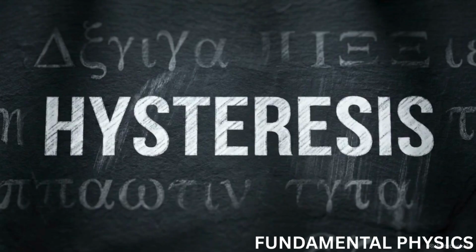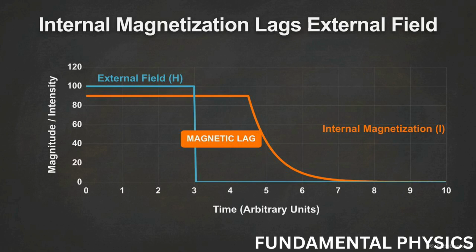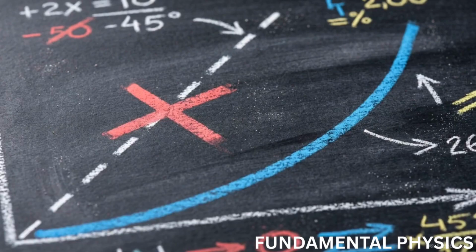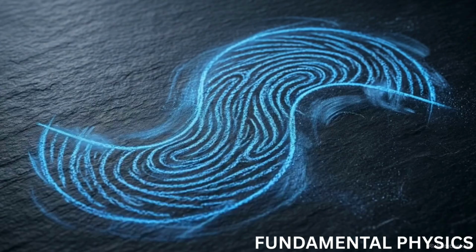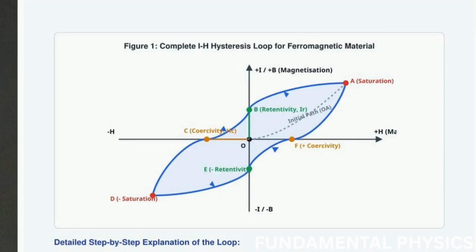This specific phenomenon is called hysteresis, a Greek word meaning to lag behind. The intensity of magnetization lags behind the external magnetizing field. Because of this lag, the relationship between the external field and the internal state is nonlinear. Mapping a complete magnetic cycle onto a graph reveals a geometric fingerprint that dictates exactly how that material will perform in an engineering context. This chart displays the complete I-H hysteresis loop for a ferromagnetic material.